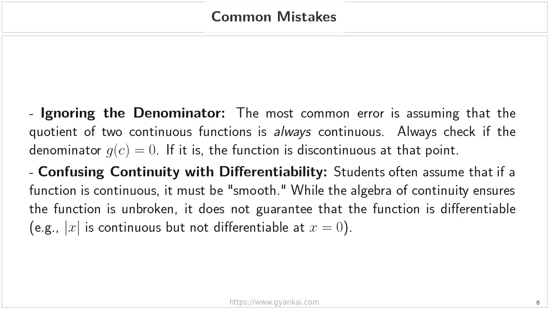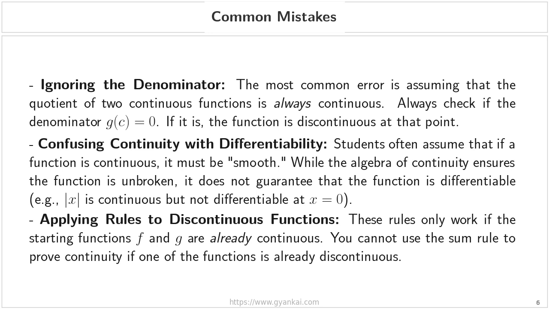Secondly, there is a frequent conceptual confusion between continuity and differentiability. Many students assume that if a function is continuous, it must be smooth. While the algebra of continuity ensures that the function is unbroken and has no gaps, it does not guarantee that the function is differentiable. A classic example is the absolute value of x. While the absolute value of x is continuous everywhere, it is not differentiable at x equals 0 because of the sharp corner at the origin.